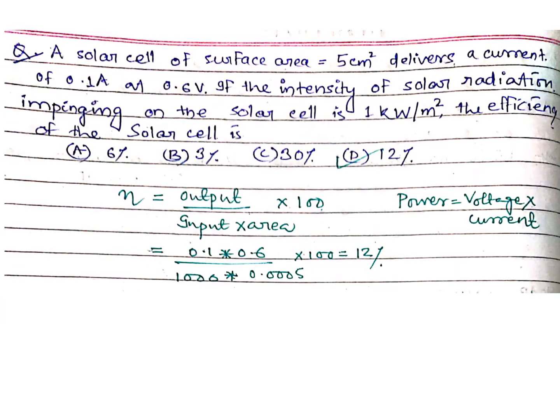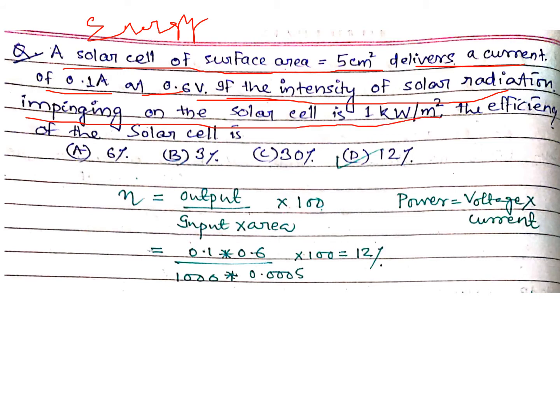Now the third question is also from the energy topic. So here we are dealing with solar energy. What does it tell? A solar cell of surface area 5 centimeter square delivers a current of 0.1 ampere at 0.6 volt. If the intensity of the solar radiation impinging on the solar cell is 1 kilowatt per meter square, the efficiency of the solar cell is.